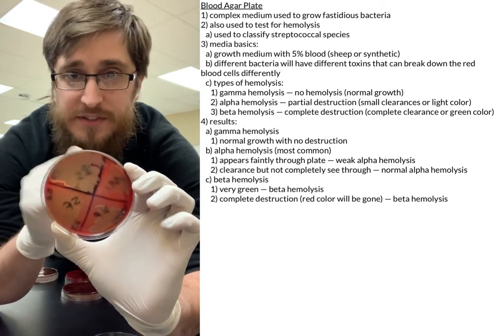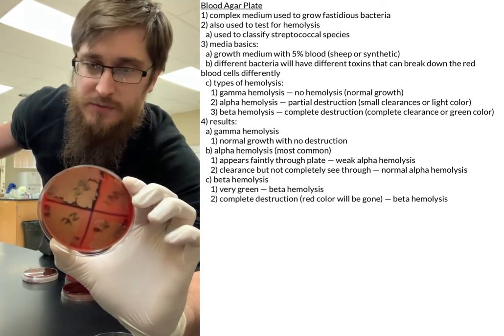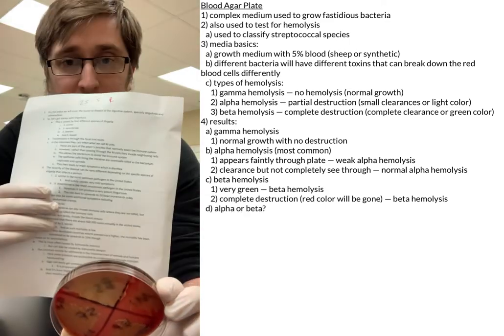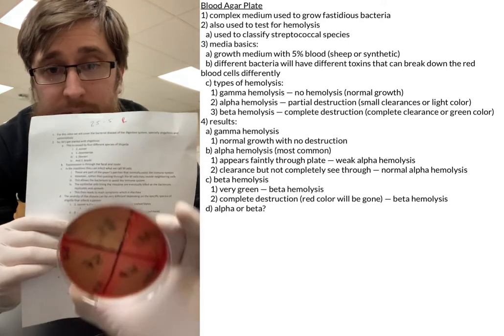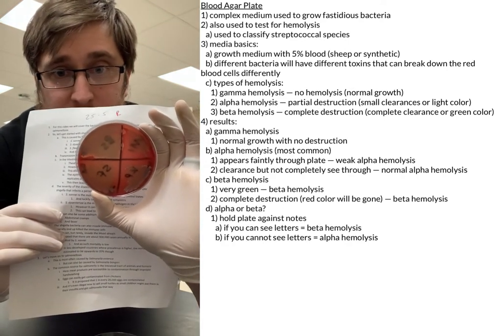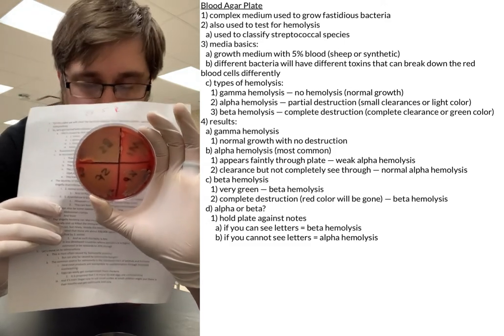Another way to test this, an easy way to tell whether you have alpha or beta hemolysis, is to take some notes, and then take your plate up to them. If you can see the letters through the clearing, then it's going to be beta hemolysis.